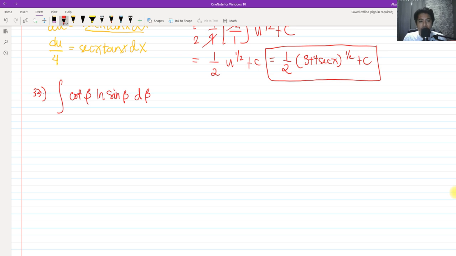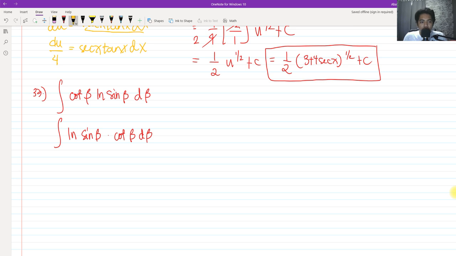We have an ln function in terms of ln of sine beta, and then we have cotangent beta. If you're going to rewrite this, we have ln of sine beta and cotangent beta d beta. So we cannot use any trigonometric identity here because the sine is inside the ln. So most probably this would be a simple u substitution.